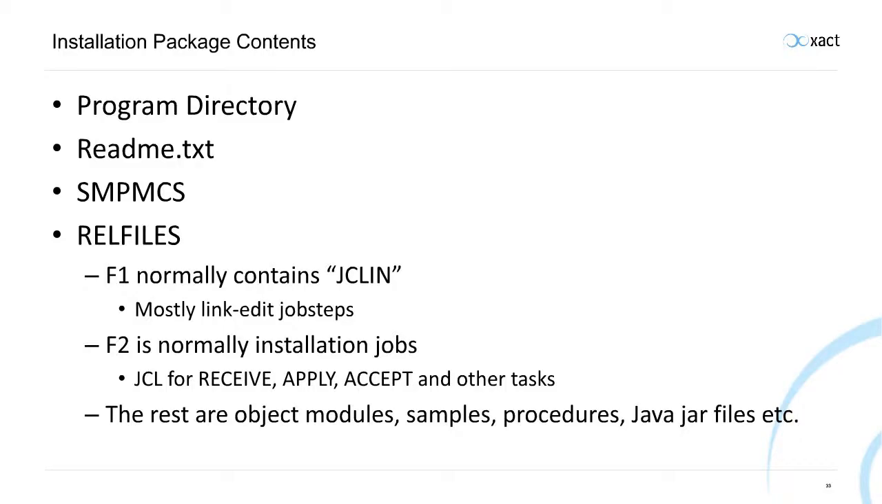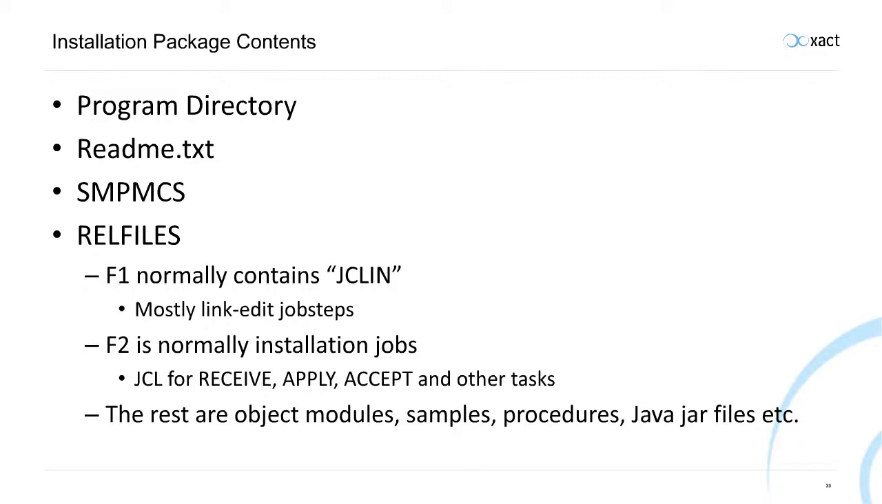The installation package consists of a program directory, a README file, an SMPMCS dataset, and a zipped package of REL files in the PAX format. The program directory is a PDF with human-readable installation instructions. The README text file contains a job. The steps of the job first unpack and then unzip the PAX package. Finally, it extracts a PDS with further installation JCL.